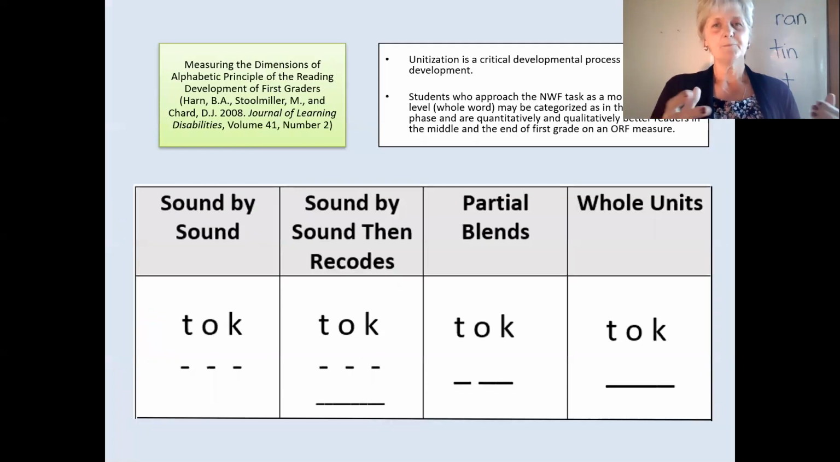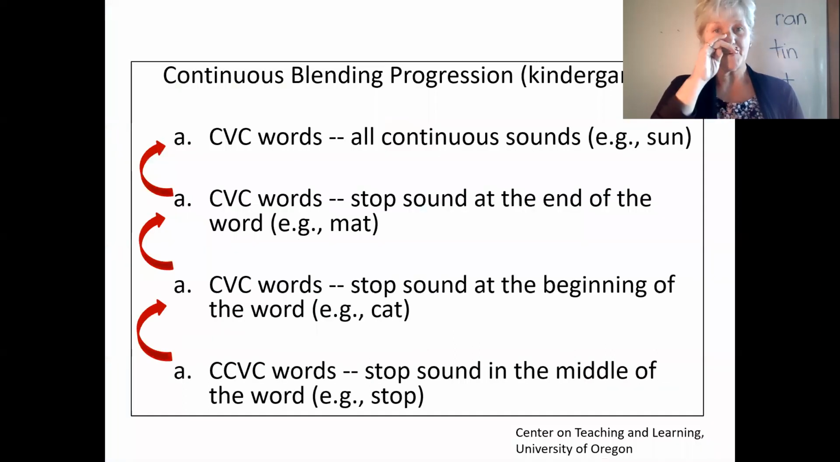So this progression here is really important for us to understand, that in box one, they would be able to say talk. That's fantastic. In order to move them to the next box, they need to be able to take those sounds and blend them together, and it's called recoding. And then we'll move to the next box after that. So this is pretty important in terms of the blending routines.